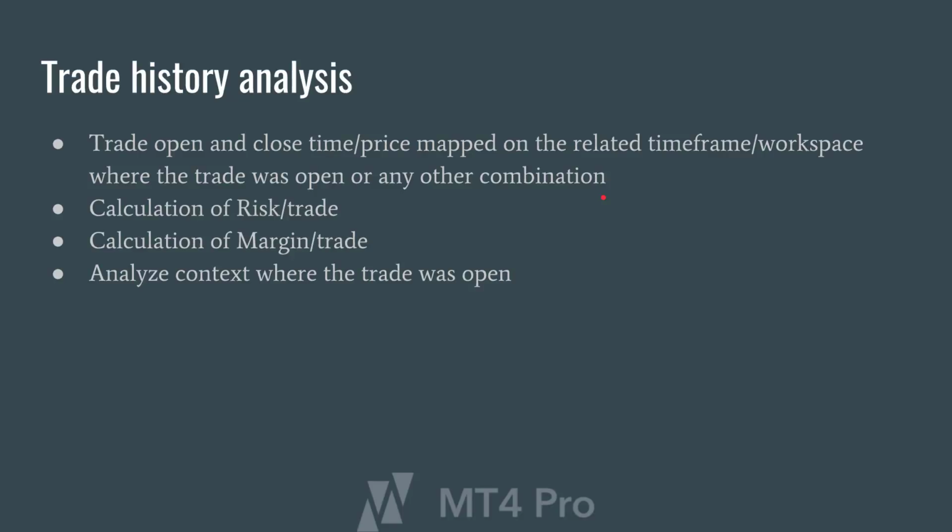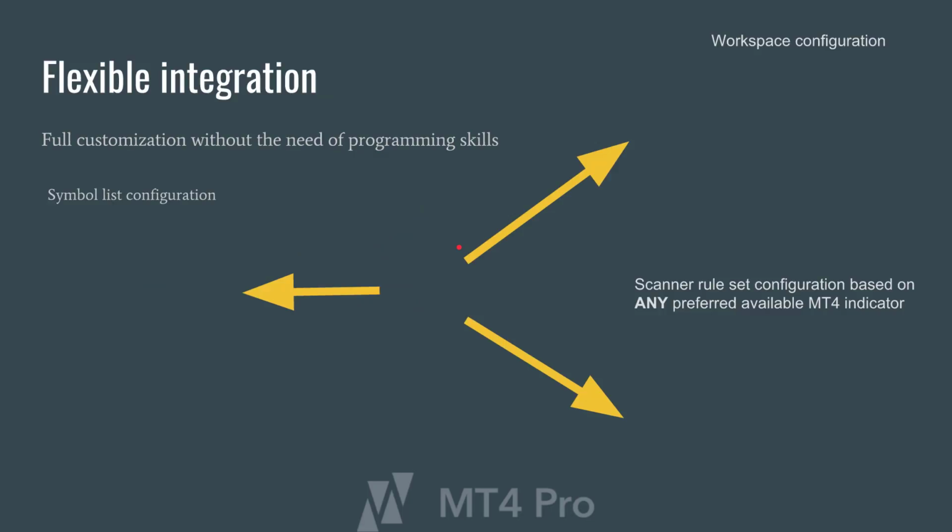Trade history analysis. Analyze all of your past and historical trades to see what you did and how you can improve on your trading. It's like a visual journal. It allows you to go through and see not only the time frame, but the platform, the workspace, and the symbol list associated with the trade and the context where it was opened.